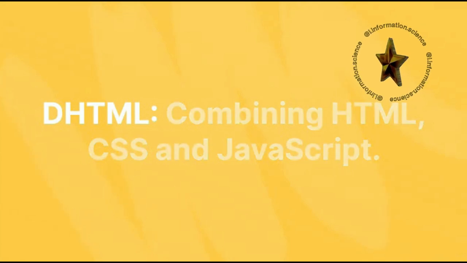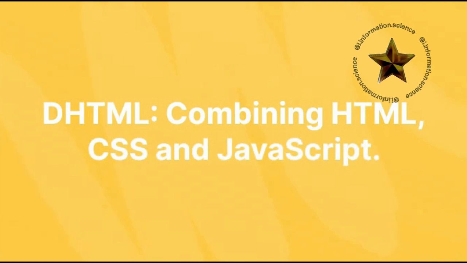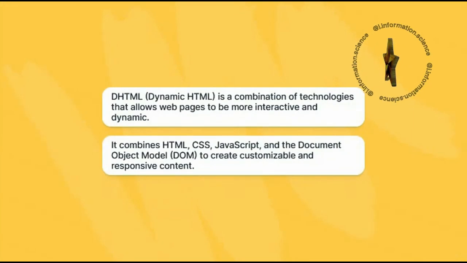DHTML, combining HTML, CSS and JavaScript. DHTML, Dynamic HTML, is a combination of technologies that allows web pages to be more interactive and dynamic. It combines HTML, CSS, JavaScript, and the document object model, DOM, to create customizable and responsive content.